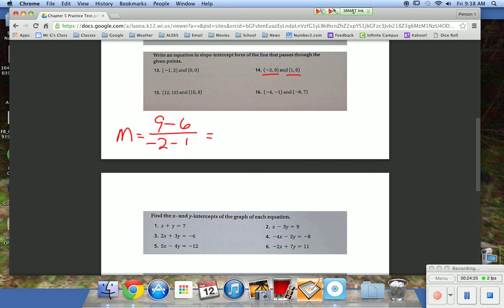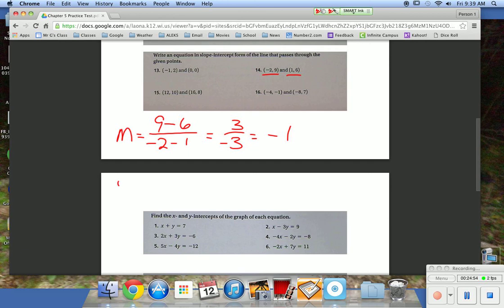So what do we come up with here? 9 minus 6 is 3. Minus 2 minus 1 is? -3. So that we have -1 as our slope. Okay? Jade, what do we do next? What's that equation called? Point slope form.